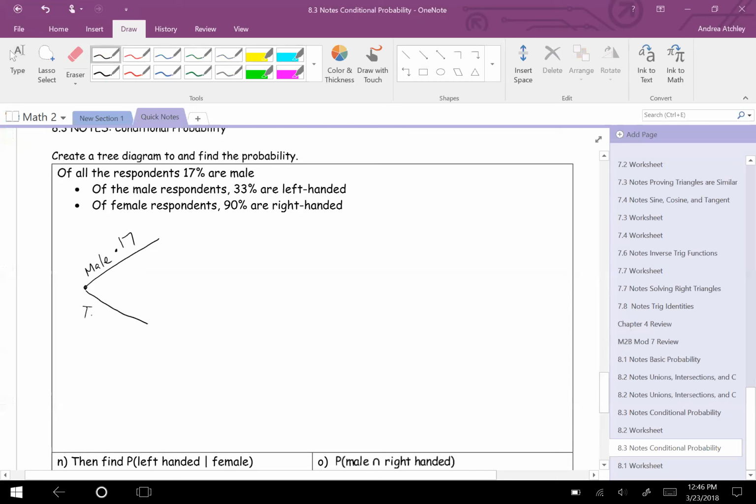Female then. You take the 17% and you subtract it from 100% to get the percent that were female.